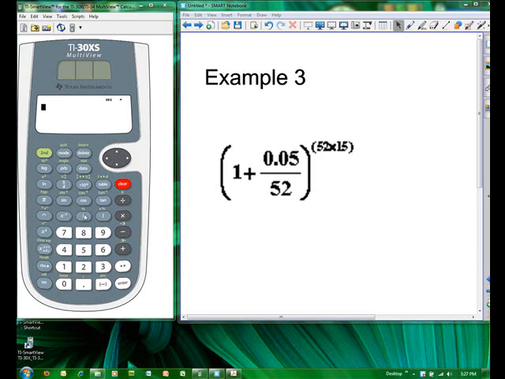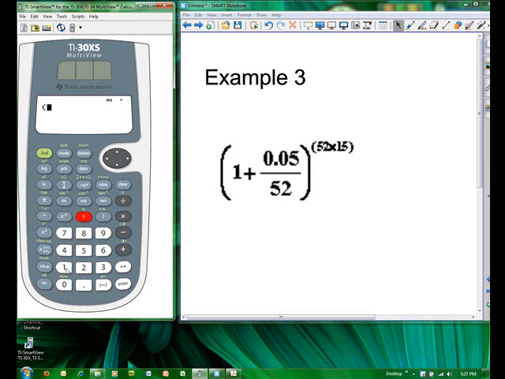The parenthesis buttons are above the 8 and the 9. The fraction button we have already looked at is the n over d button. And then if we want to raise to a power, we have to use this button over here. It is an upside down V. That is the exponent button. I'm going to enter this example exactly as it looks.